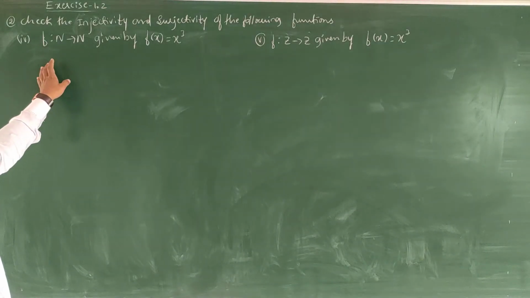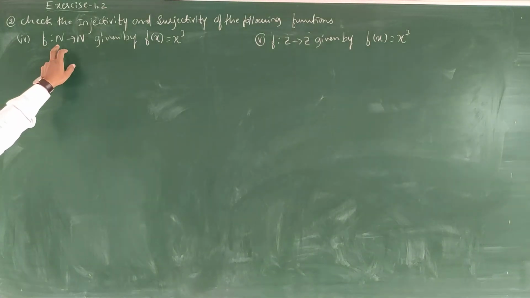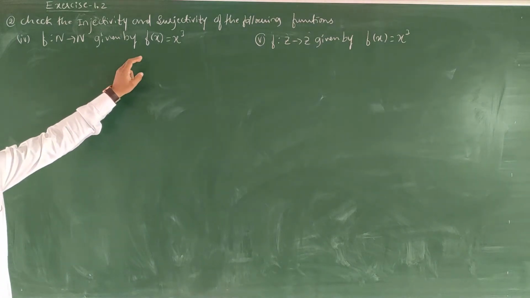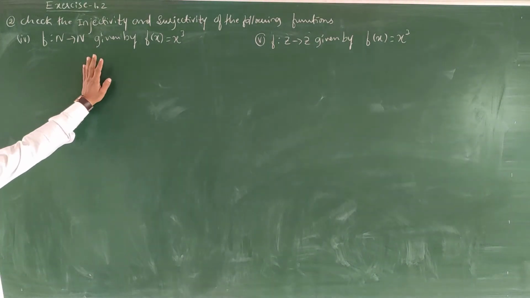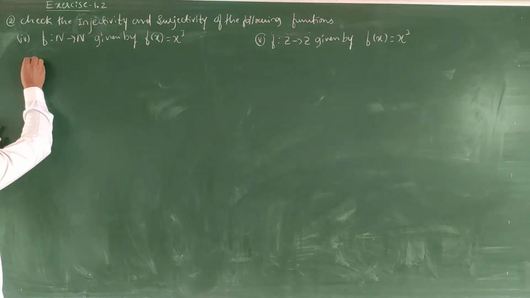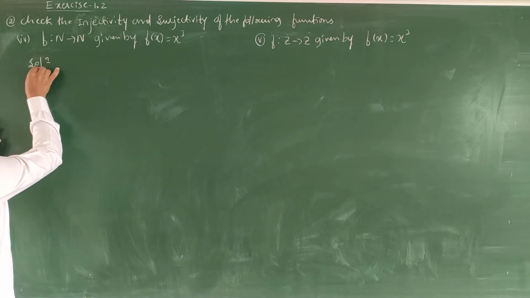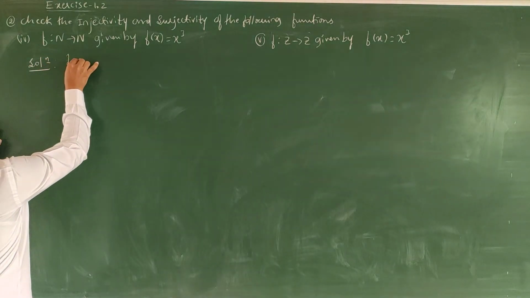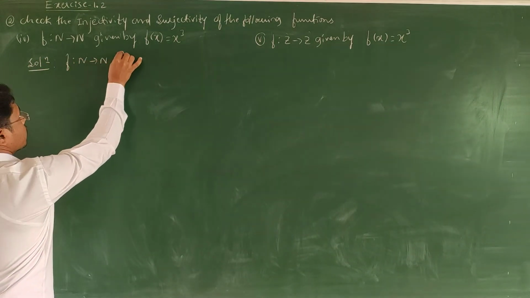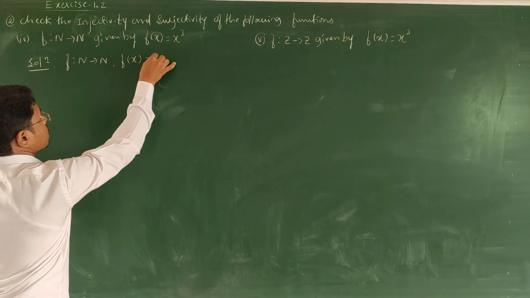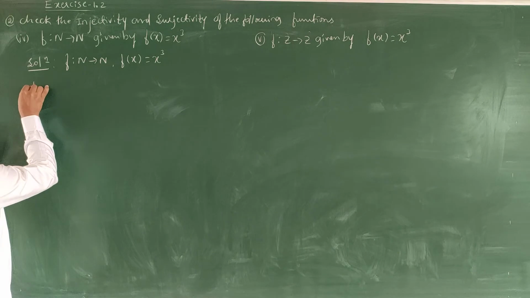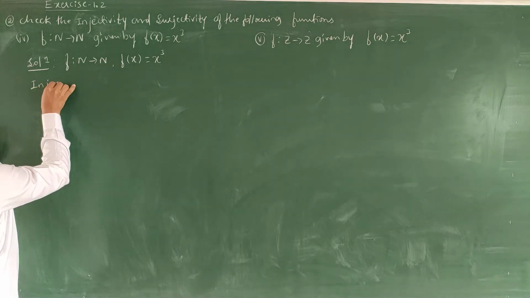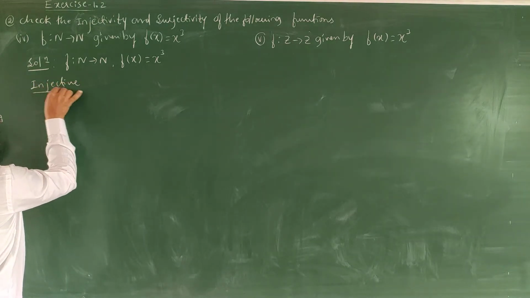Fourth question in the second one. f from N to N given by f of x equal to x cube. I have to check whether it is surjective or not, injective or not. The solution: f from N to N, f of x equal to x cube. First check the injective, that is one-one.